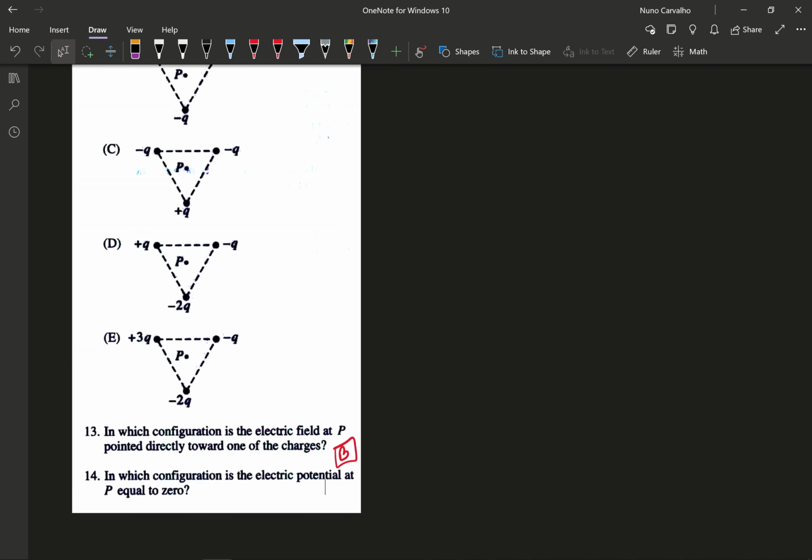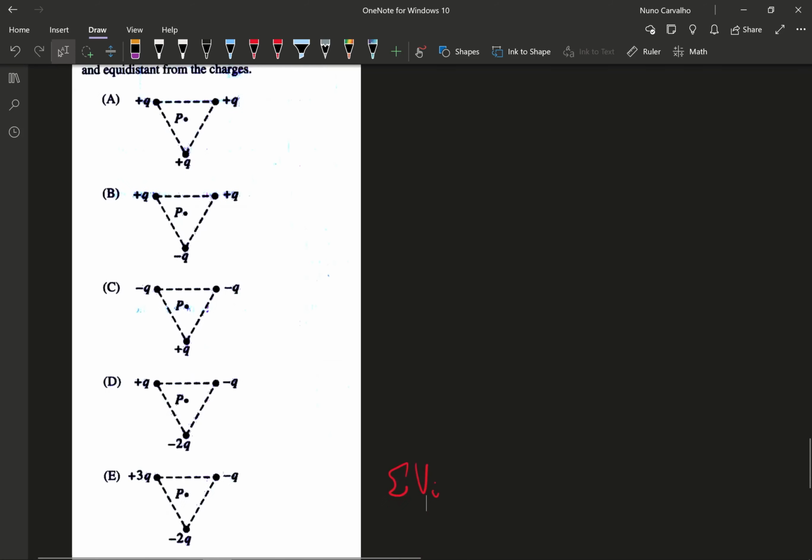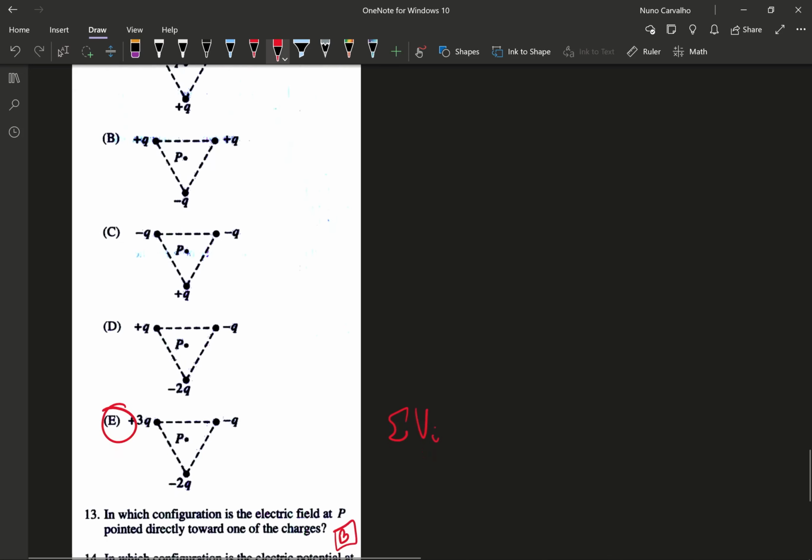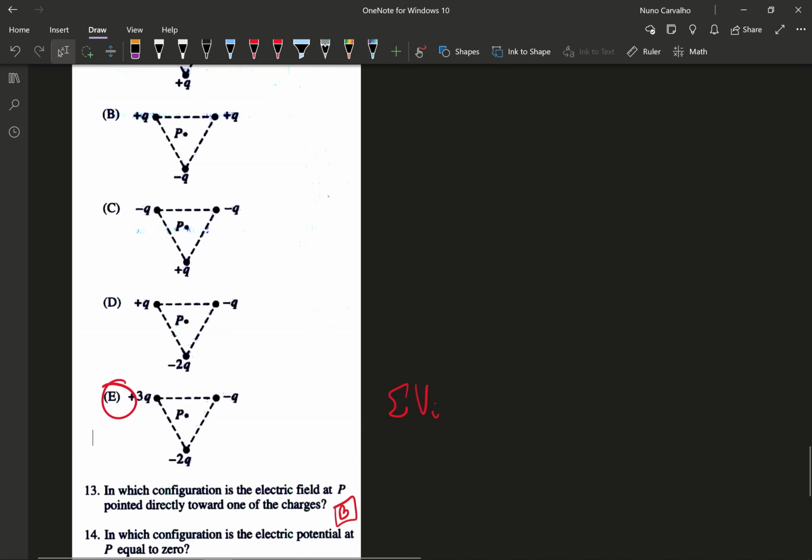For number 14, it's still the same charge distribution, but now we're asked in which configuration is the electric potential at P equal to 0. Well, keep in mind that the overall potential will be given by the sum of each individual potential, and each individual potential here is going to be very similar. They have the same radius, all that they differ in is charge. And so we can already make a quick guess for how this problem is going to work out, which is that the overall charges need to add up to 0. And you can check yourself why that's going to be true. But from this, the only one that matches that description is going to be E right here. And if you manually calculate the voltage for this, you'll also see that it's 0.